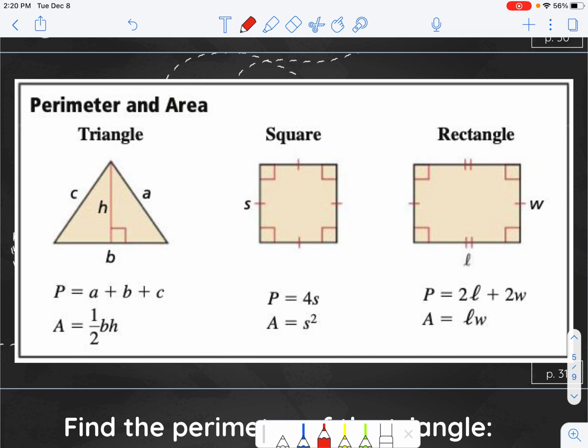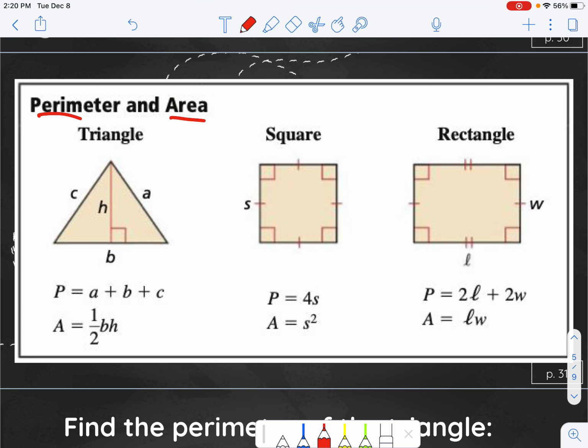Now, something to keep in mind. Area and perimeter, I think, are 6th grade concepts usually that you learn in 6th grade, but in case you forgot, at the top of page 31 in our textbook, it gives a quick reminder of the perimeter and area formulas that we'll need. So here we have perimeter of a triangle is adding up all the sides, the area of a triangle, 1/2 base times height.